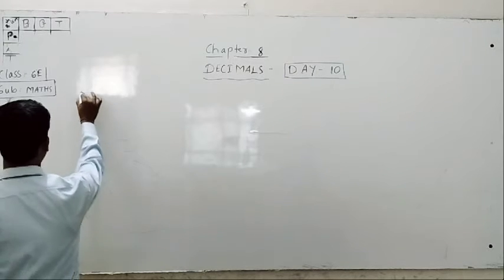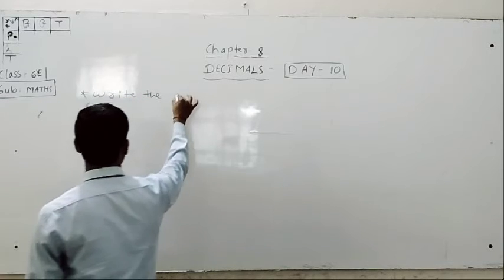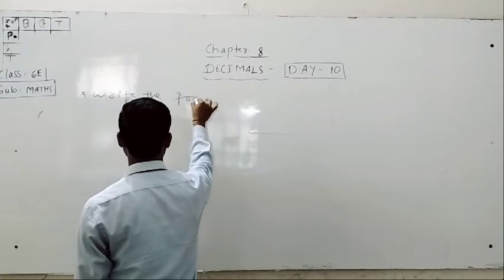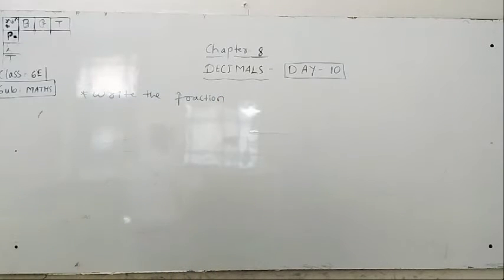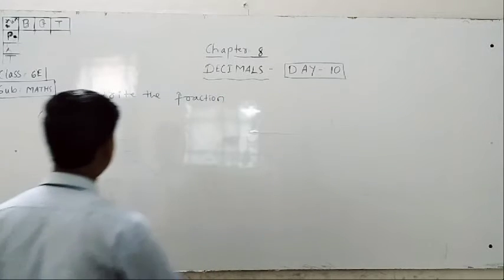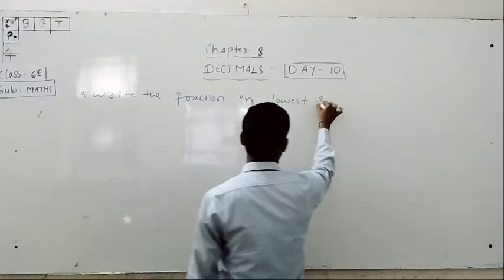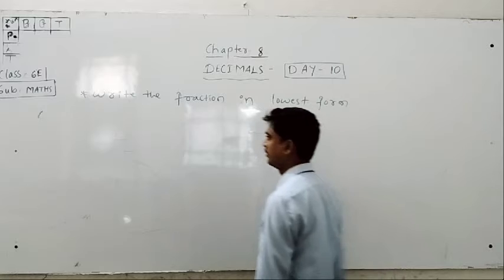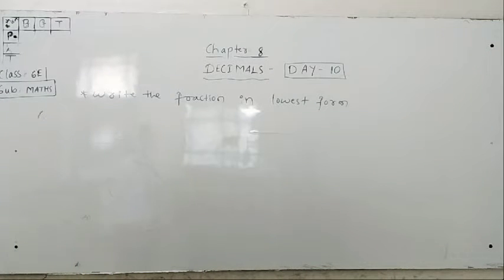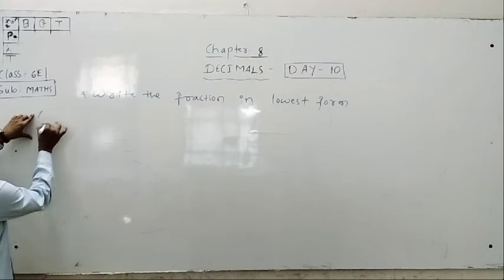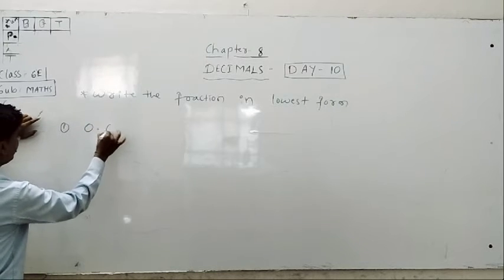Next headline is: write the fractions or decimals. Fractions in lowest form. In your exercise, there are some questions. They give us this type: 0.60.